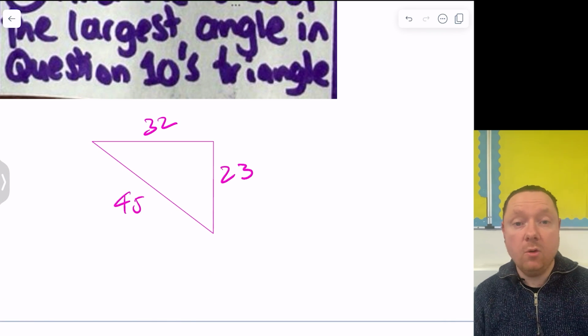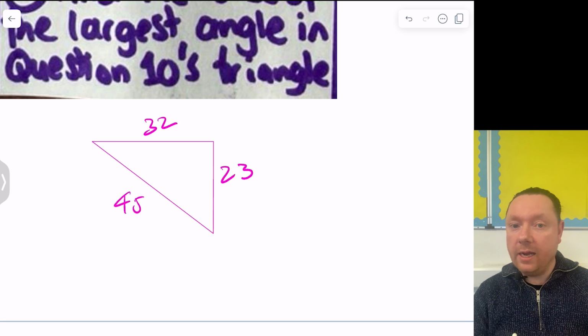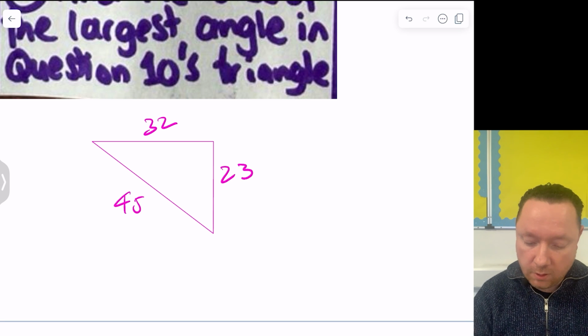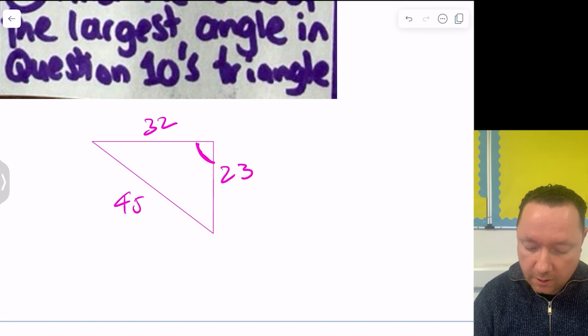Now, we can't use SOHCAHTOA because it's not a right angle triangle. So we're using the sine rule or the cosine rule. So we'll try to find this angle because that's the largest one.